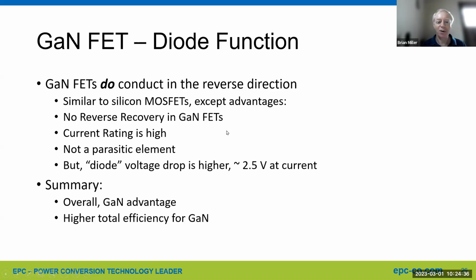But because there's no reverse recovery, the time you'd spend conducting in the diode mode is very small, typically maybe 10 or 15 nanoseconds or even lower. So the total power loss is small in spite of the higher diode voltage. So in summary, overall GaN advantage in the diode reverse conduction mode and higher total efficiency for GaN.